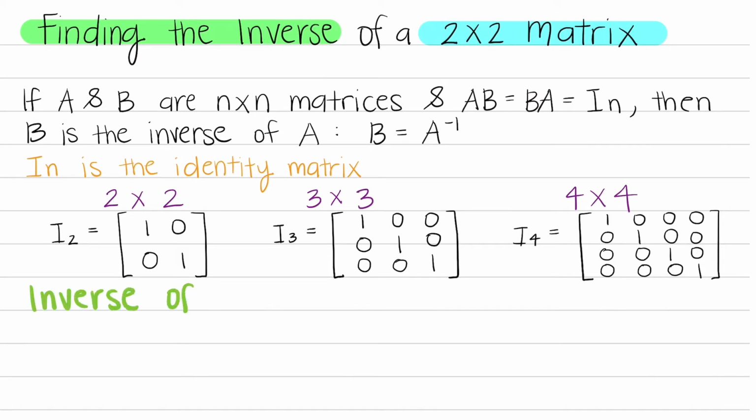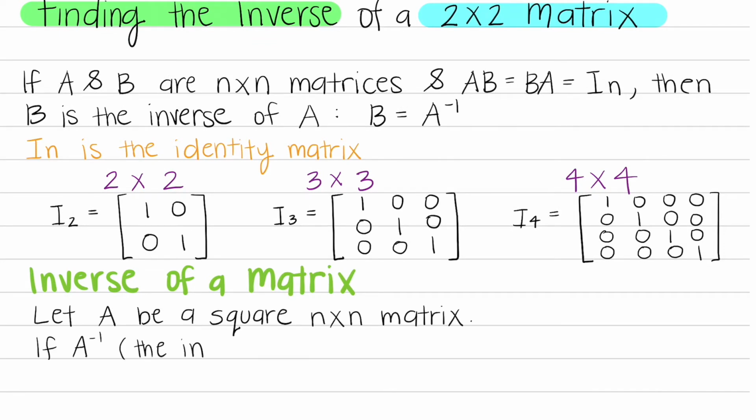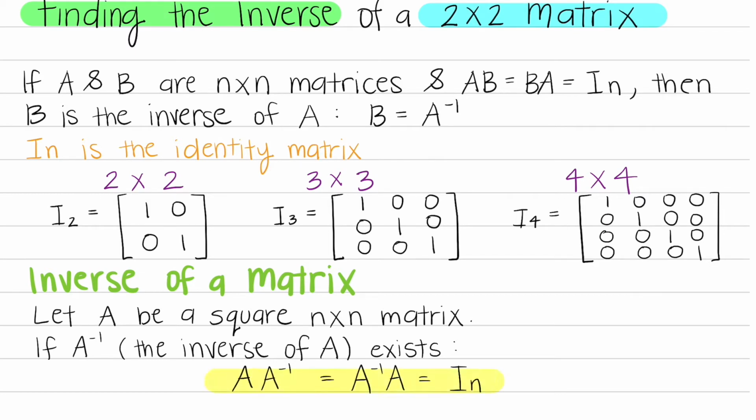So for the inverse of a matrix, let A be a square n by n matrix. If A to the negative 1, which is the inverse of A, exists, then A times the inverse matrix equals the inverse times A, which equals the identity matrix.